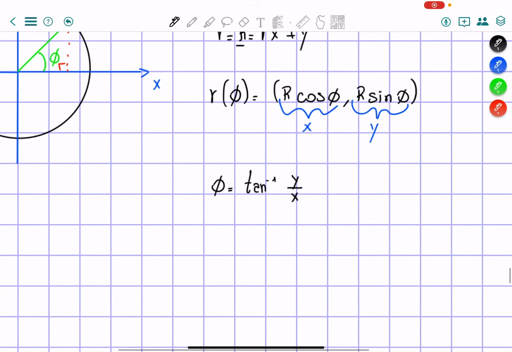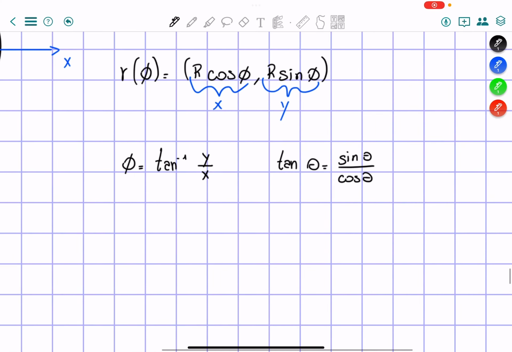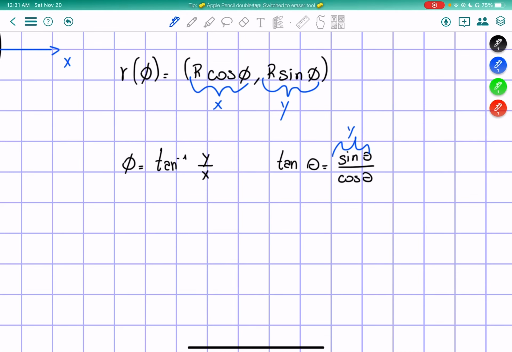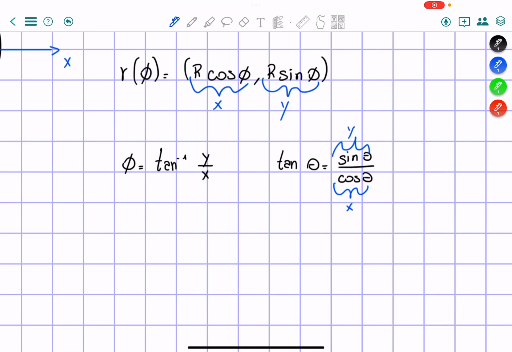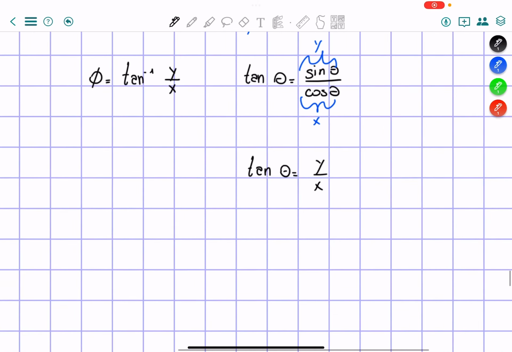Because of course we know that the tangent of an angle, I'm just going to call it theta right now to be sure, is equal to the sine of the angle over the cosine of the angle. Now we know that sine is equal to the y value in our case, and the cosine is equal to the x value. So I would have the tangent of the angle is equal to y over x. So if I move the tangent to the other side, I will have the angle is equal to tangent to the power of -1 of y over x. And that would be my final answer.